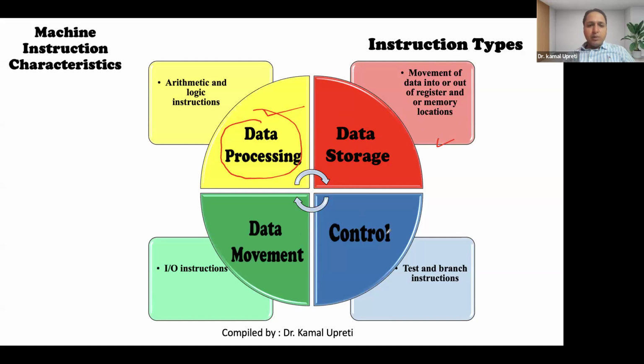And the third is that we need to control that particular data, because we have a lot of data to process. But the question is which type of execution I need to process: either arithmetic, or logical, or instruction, or processing.